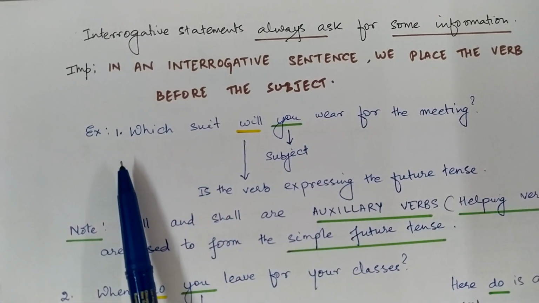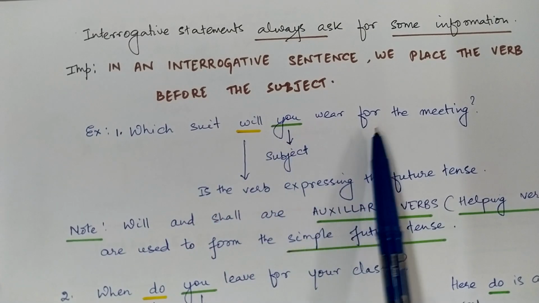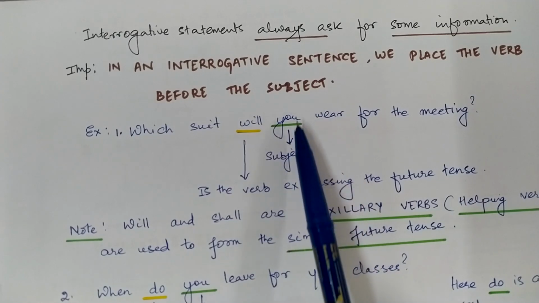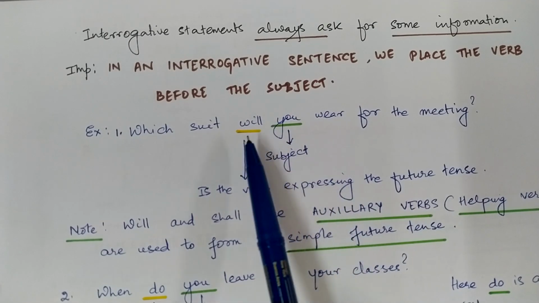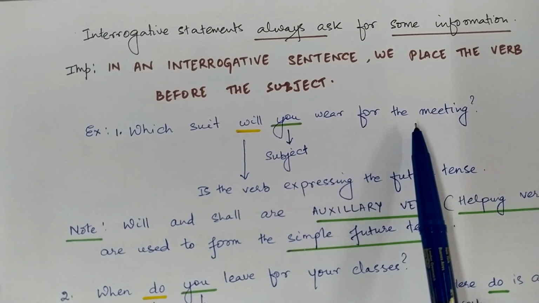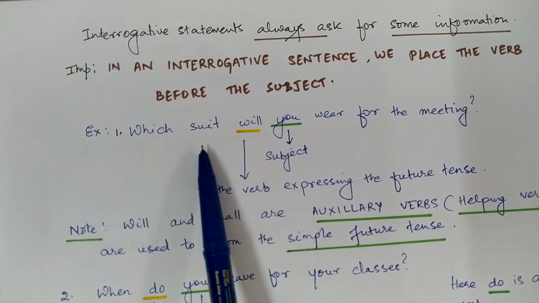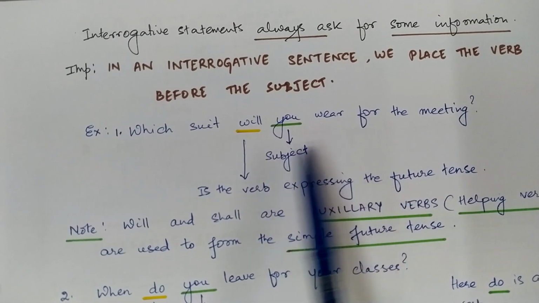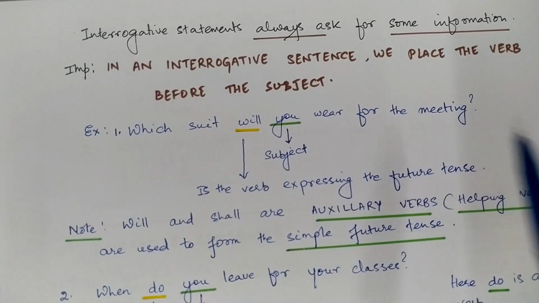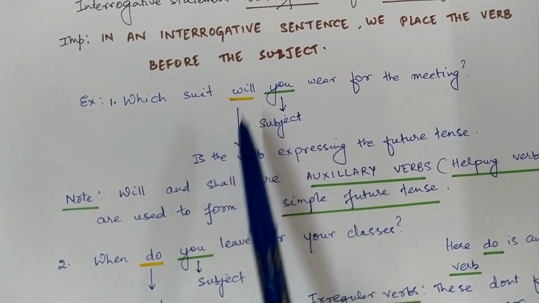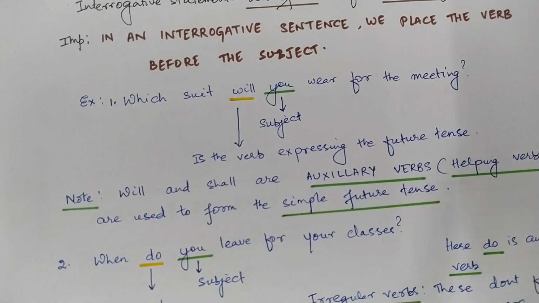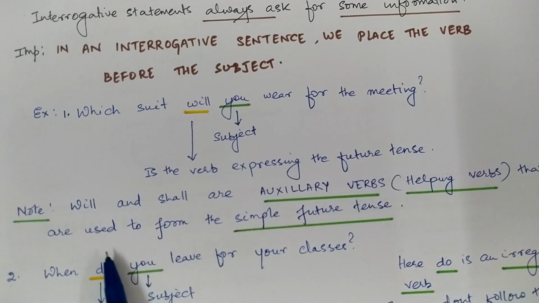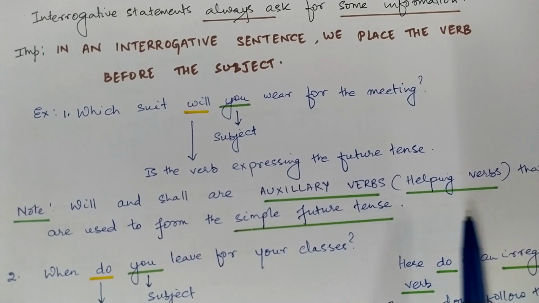I will give you a few examples, like example 1, which suit will you wear for the meeting? Now children, first in this sentence, let us identify what is the subject. Here the subject is you. Now we are talking something about you. This is an interrogative statement because the question word which is there. Now which suit will. Now will is the verb expressing the future tense. Why? Because we are asking, we do not know the answer yet. We are asking which suit will you wear for the meeting. So in this sentence, you is the subject and will is the verb expressing the future tense which is still unknown. Now children, we have to note will and shall are auxiliary verbs or helping verbs that are used to form the simple future tense in an interrogative sentence.